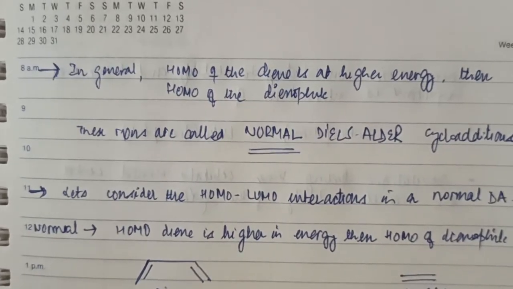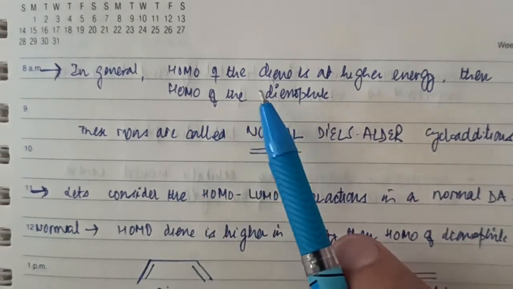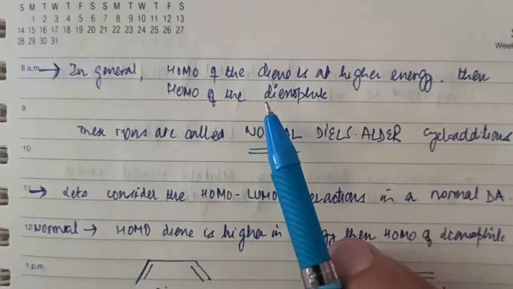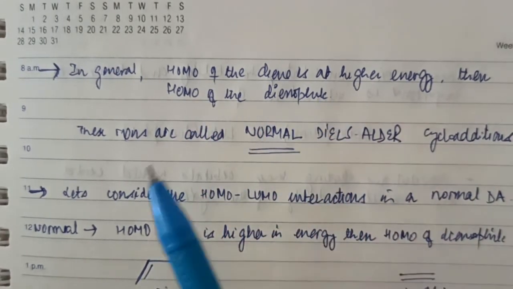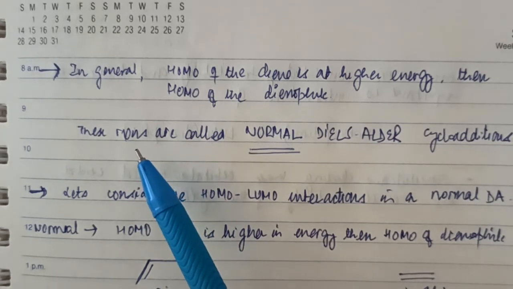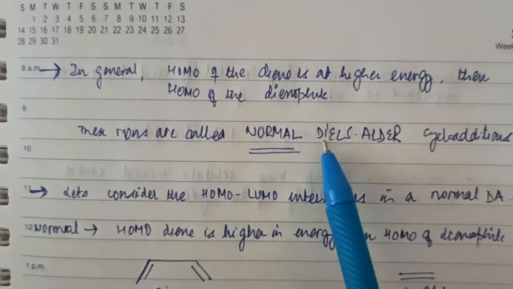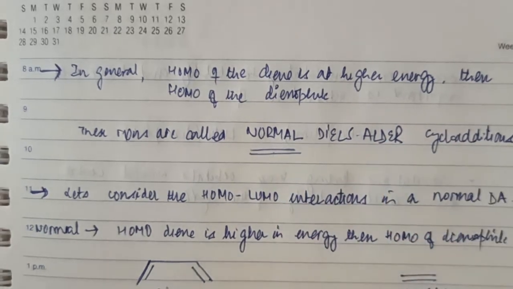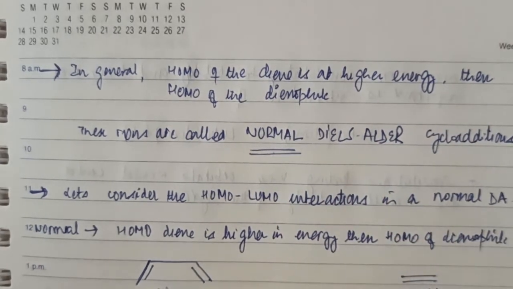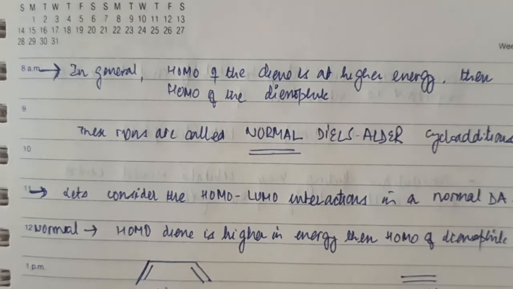Therefore, in general, if we talk about this, the HOMO of the diene is at higher energy than the HOMO of the dienophile. If this is the case, we call these cycloadditions normal Diels-Alder cycloaddition reactions. The word normal is used. Whenever we use the words normal Diels-Alder cycloaddition reactions, this would mean that the HOMO of the diene is always higher in energy than the HOMO of the dienophile.